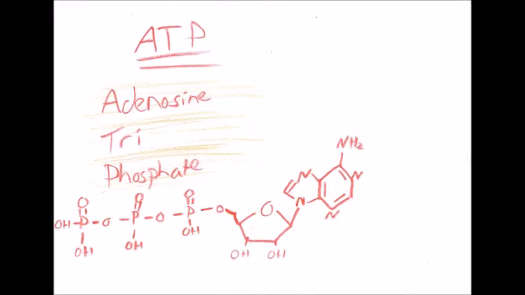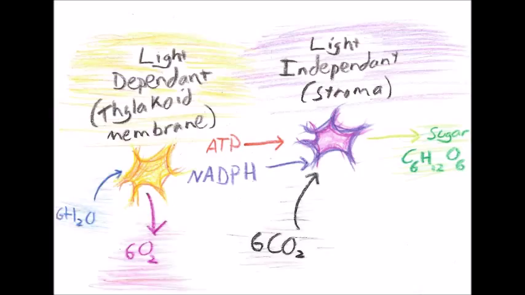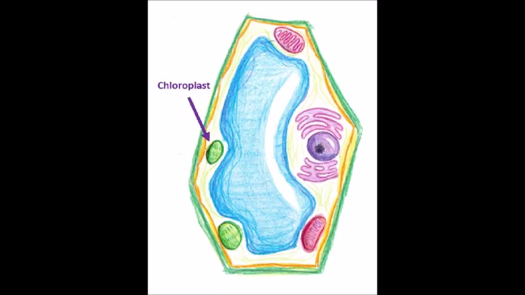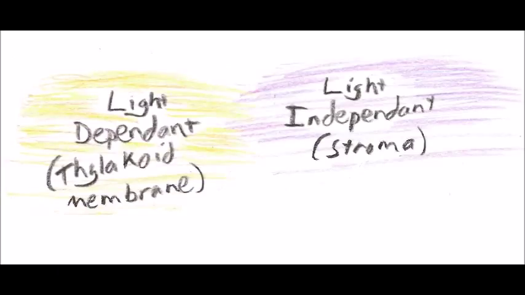ATP, just like our reduced NADP, goes on to drive the light-independent stage of photosynthesis, which we'll cover in the next video. And that's about it for the light-dependent stage. So to recap, photosynthesis occurs in the chloroplasts and happens in 2 stages, the light-dependent stage and the light-independent stage.